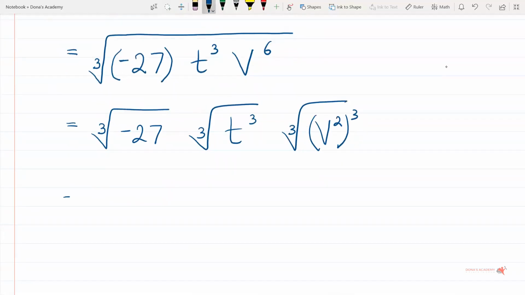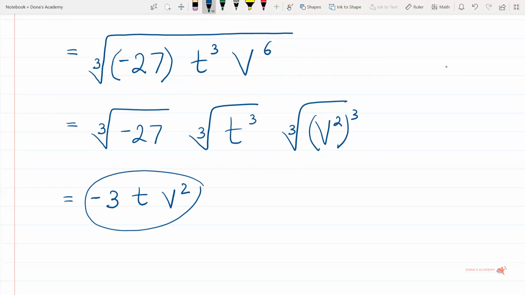All right, now what is the third root of negative 27? Negative number and the index is odd. So it is defined as a real number. So it is what? Negative 3, right? Because negative 3 multiplied by itself 3 times giving you negative 27. So this is negative 3. And here I have t, here I have v square. And that's it. This is my final answer.